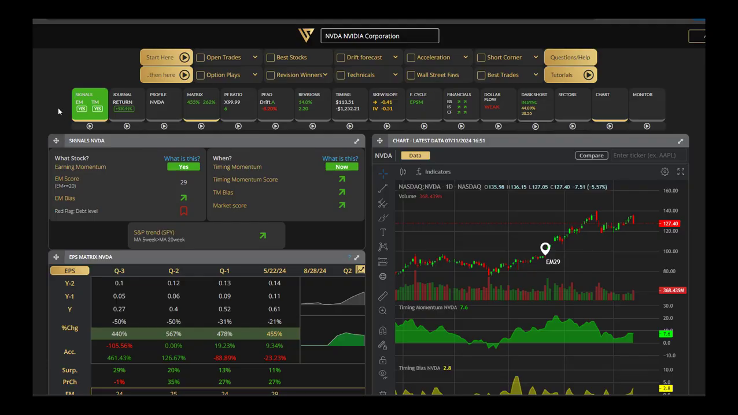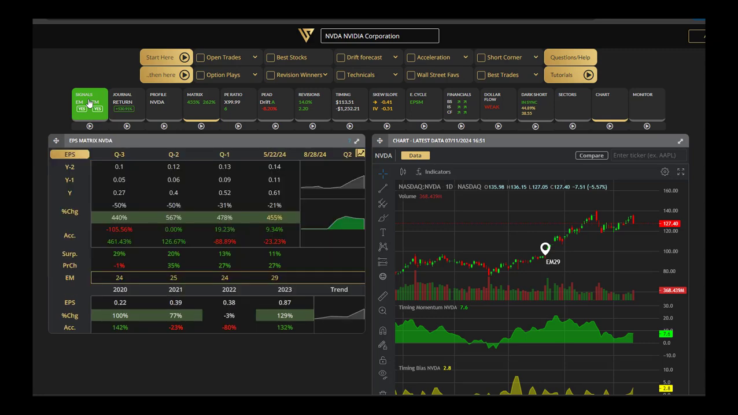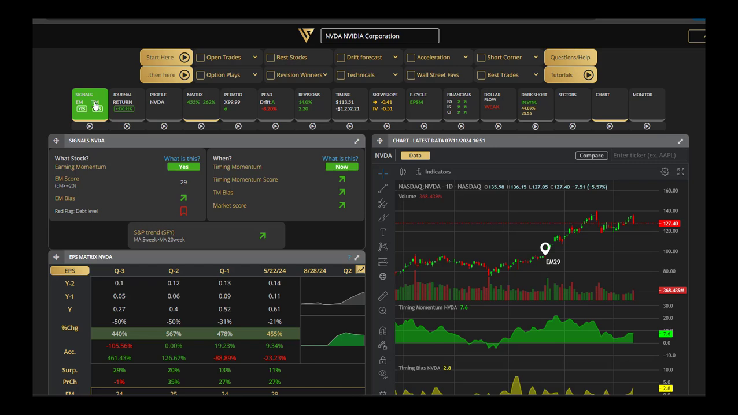Let's talk about the first widget here, the signal widget. As you can see, it's first on the toolbar here. It shows up either in green or in red. Here it is green because both variables, EM and TM, are on yes. So what does that mean?